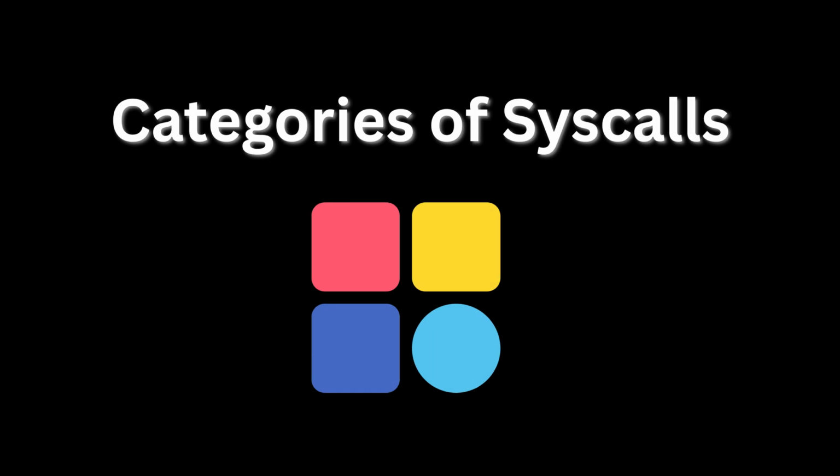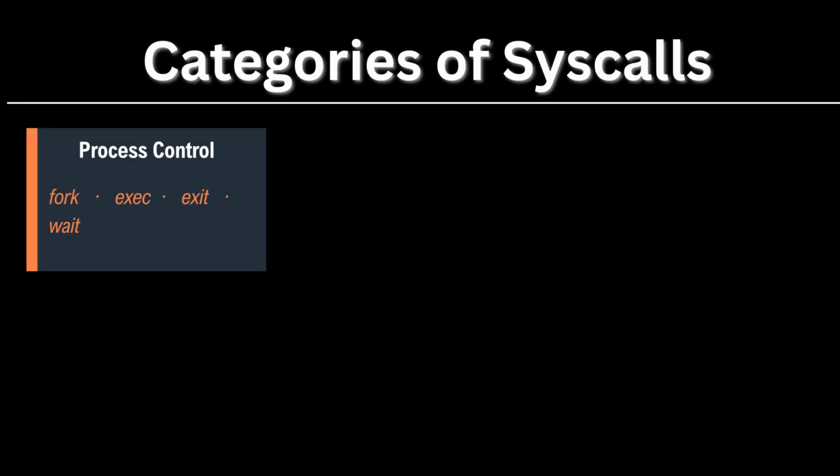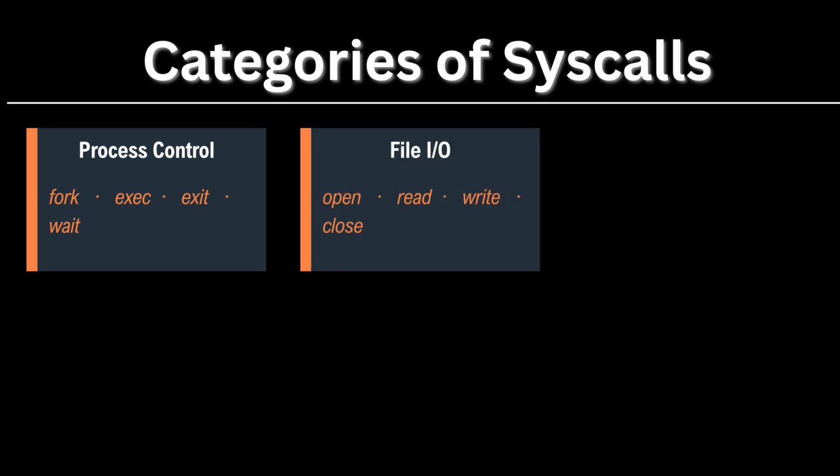System calls fall into a few categories based on what resources they operate on. Process control: fork, exec, exit, wait, etc., for creating, replacing, and managing processes. File I/O: open, read, write, close. Every file operation goes through here.